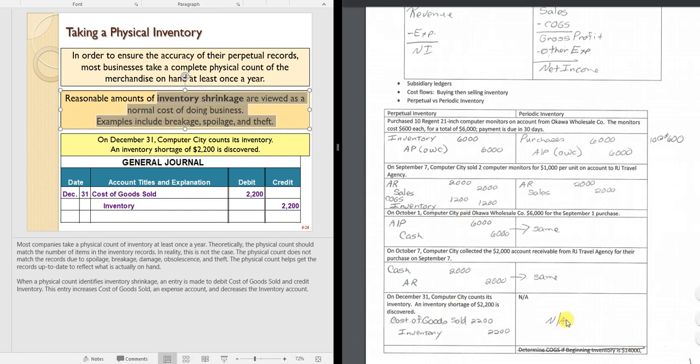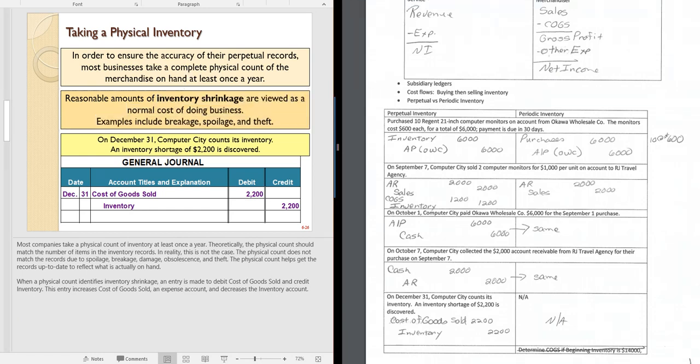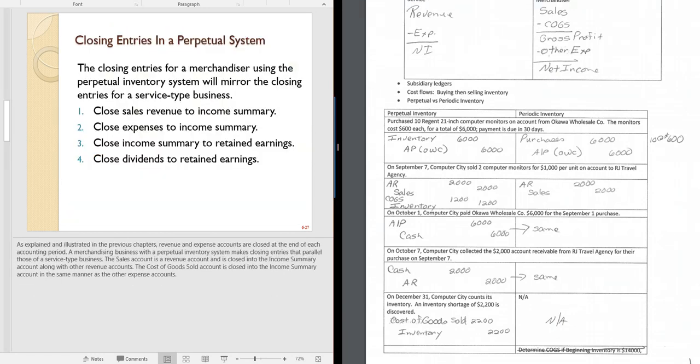Okay? Over here, I don't have an entry because I don't know how much I should have on hand. Okay, so closing entries, I'm not going to go through these because I just closed revenues, and my revenues include sales, and my expenses include cost of goods sold.